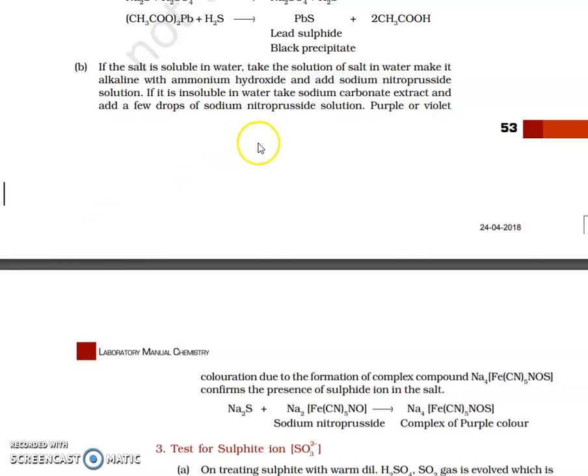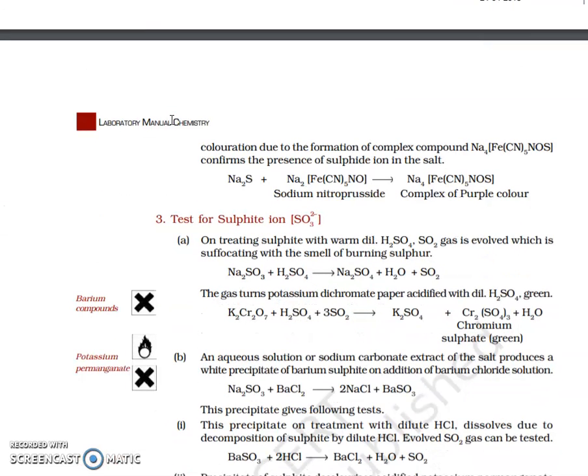If the salt is soluble in water, take the solution of salt in water, make it alkaline with ammonium hydroxide and add sodium nitroprusside solution. If it is insoluble in water, take sodium carbonate extract and add a few drops of sodium nitroprusside solution. Purple or violet coloration due to the formation of the complex compound Na4[Fe(CN)5NOS] confirms the presence of sulfide ion in the salt. So Na2S plus Na2[Fe(CN)5NO], sodium nitroprusside, gives a complex of purple color.